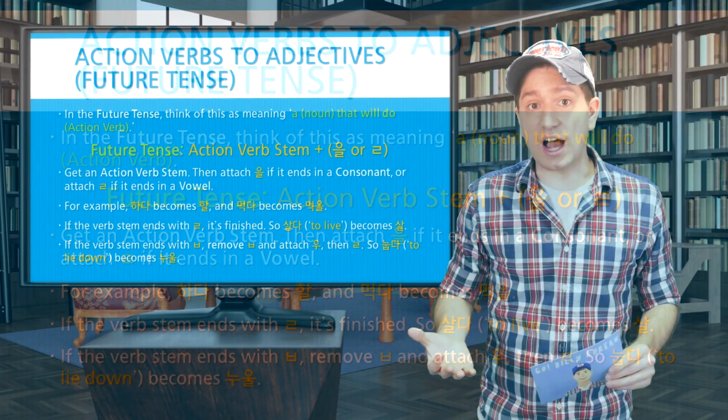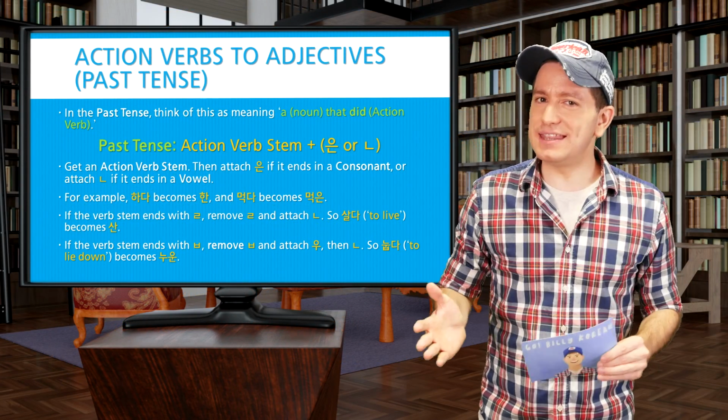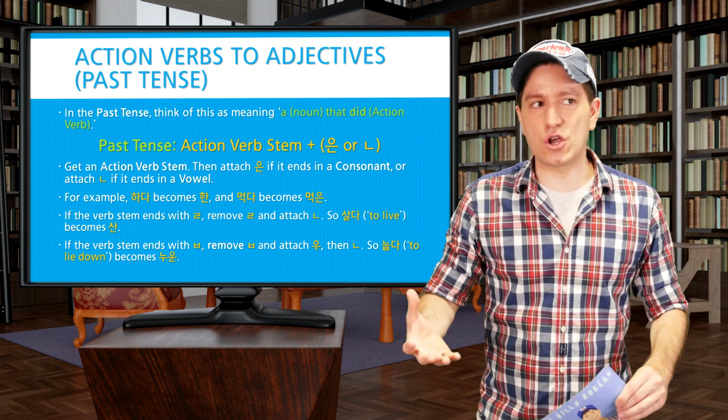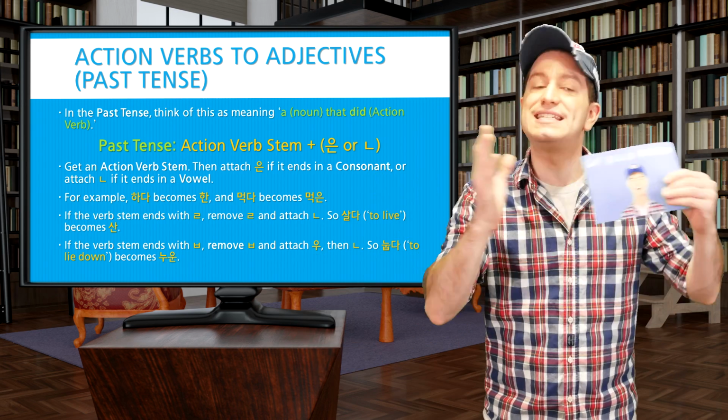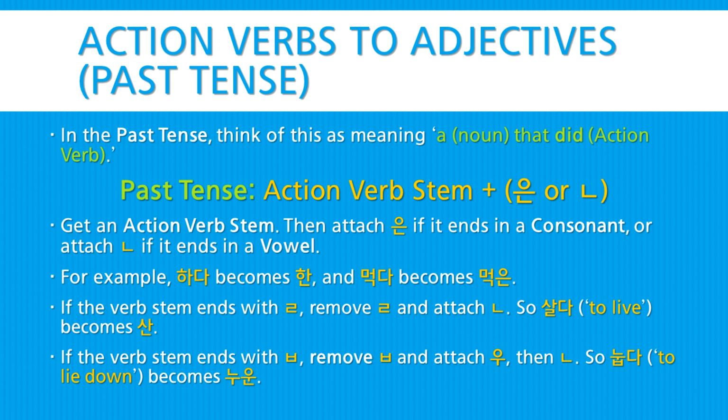And we can also conjugate an action verb into a past tense adjective. In this way, it means a noun, so a person or thing who did something. Here's how to do that. Get an action verb stem, then attach 은 if it ends in a consonant, or attach ㄴ if it ends in a vowel. For example, 하다 will become 한, and 먹다 will become 먹은.